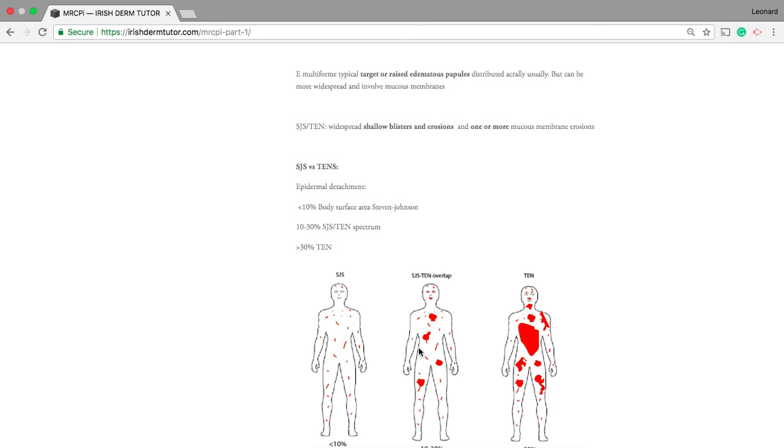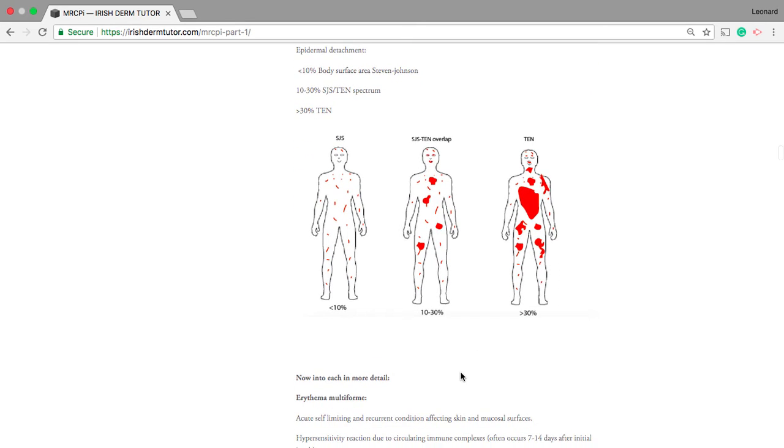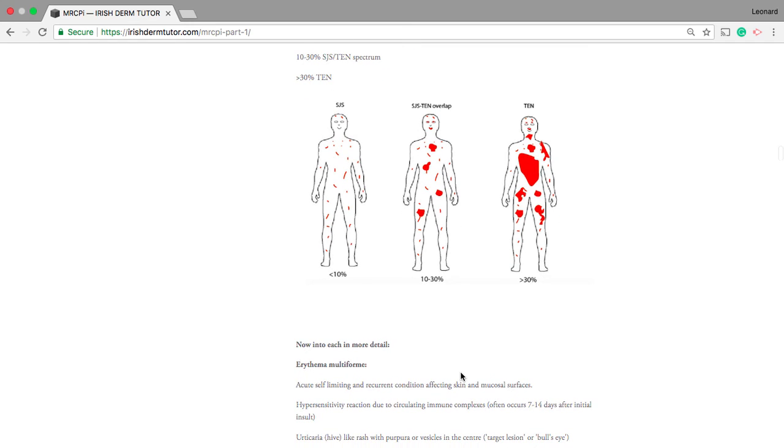Stevens-Johnson/TEN spectrum is when there's 10 to 30% body surface area affected, and then we call it toxic epidermal necrolysis, or TEN, if greater than 30% of the body surface area is affected. So now I'll go into the two various conditions in a bit more detail.